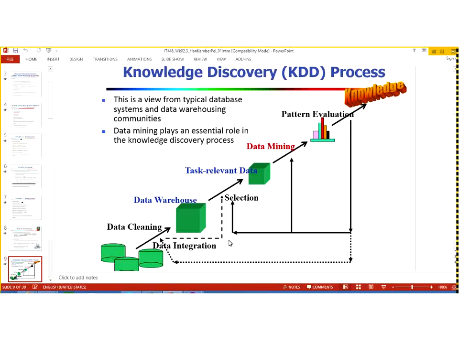We evaluate these patterns and come up with our new knowledge. Of course, this process has a feedback loop. For instance, if you find that you need more knowledge, or if you find that you have some missing data, you go back here and select more data. And then go back to mining as well and pattern.